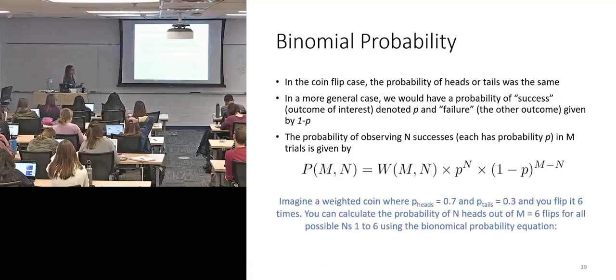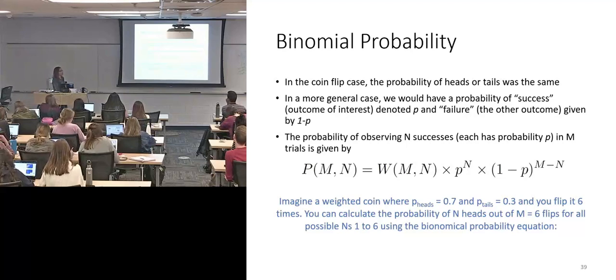So let's do this one instead as a practice. Imagine you have a weighted coin now where the probability of heads is given by 0.7 and the probability of tails is given by 0.3, and you flip the coin 6 times. Calculate the probability of n number of heads out of m equals 6 flips for all the possible n's, 1 to 6, using the binomial probability equation.